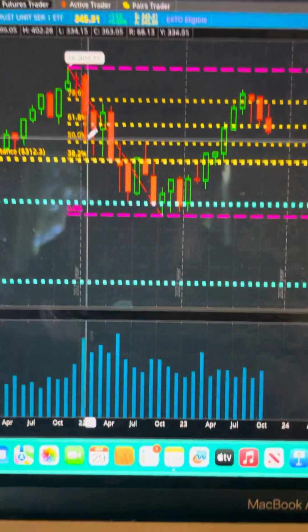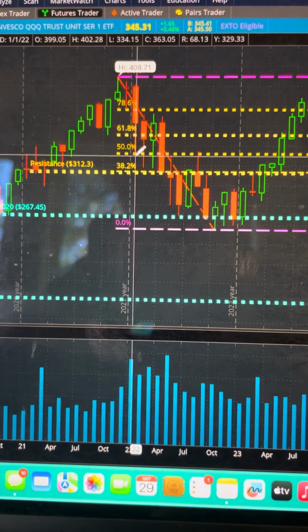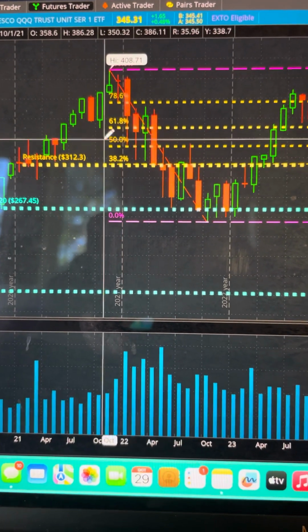But yeah, basically that's how you draw your fibs. You just want the 78%, 61%, 50%, 38%.